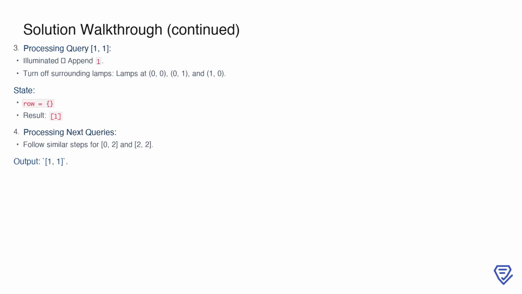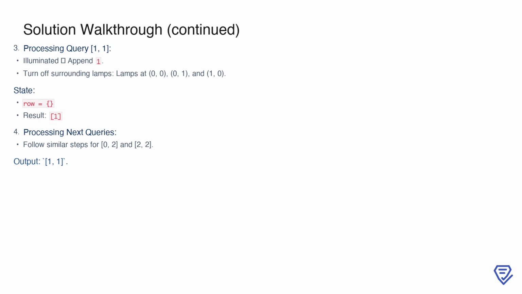To address the first query (1, 1), we check the illumination status by examining the row, column, and diagonals. Since the cell is illuminated, we append 1 to the result. We then turn off all lamps in the 3x3 grid around this cell, which includes the lamps at (0, 0), (0, 1), and (1, 0). This effectively removes all active lamps, resetting the rows, columns, and diagonals.